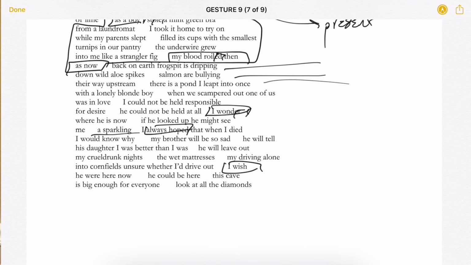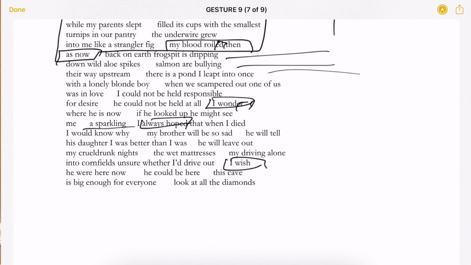So what do we have at the end? We have, "I wish my brother, I wish he were here now. He could be here. This cave is big enough for everyone. Look at all the diamonds." Not a moment in time, right?